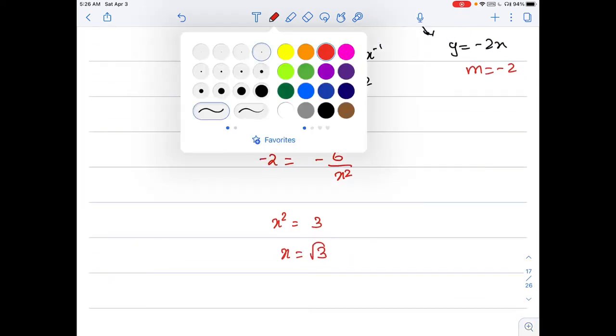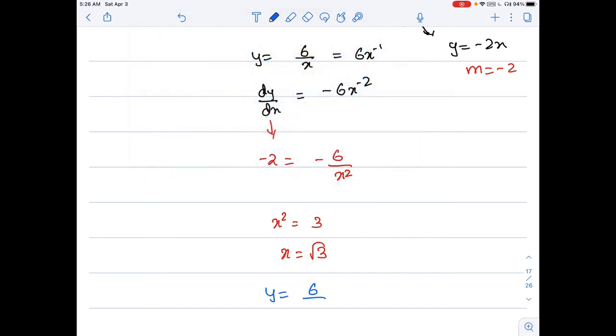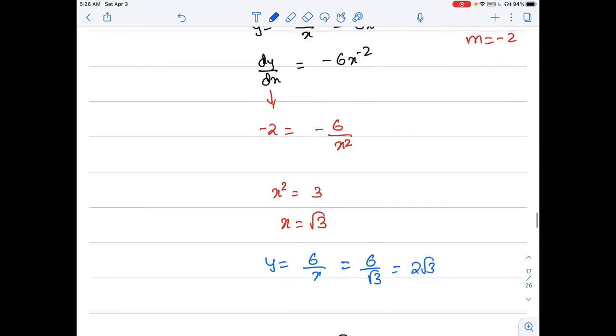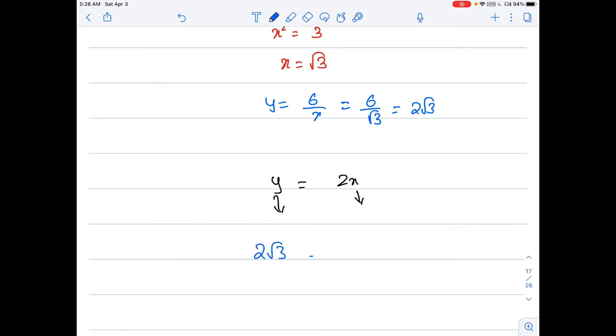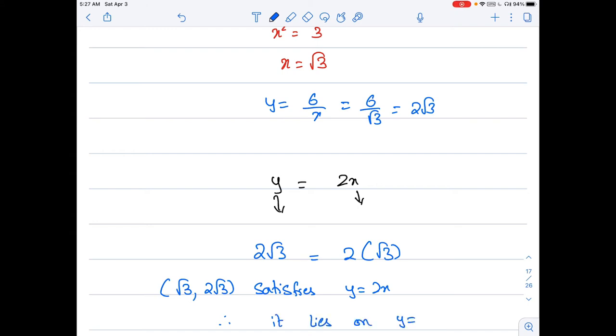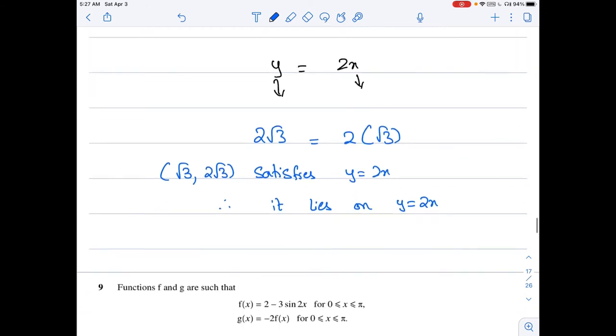Now I'll get the value of y also. So y is equal to 6 upon x, which is 6 upon root 3, which is nothing but 2 root 3. Now, in the beginning we said that it should satisfy this equation. So y is 2 root 3, equal to 2 times the x value, which is root 3. Yes, so therefore the point root 3 comma 2 root 3 satisfies y equal to 2x. Therefore it lies on y is equal to 2x. That's going to be the answer.